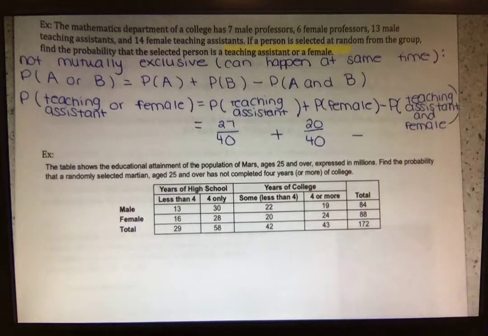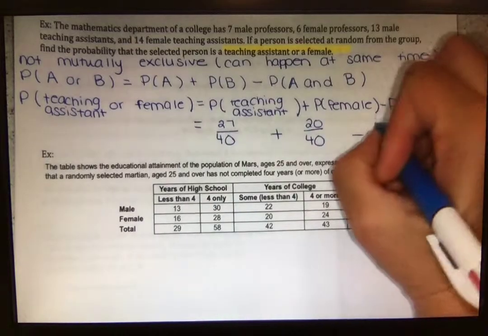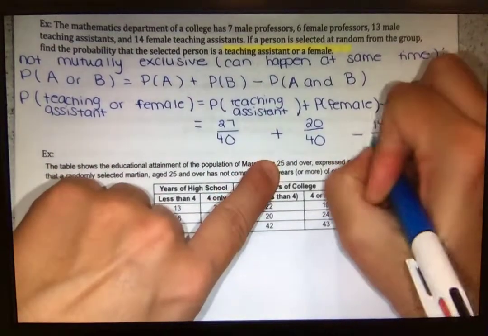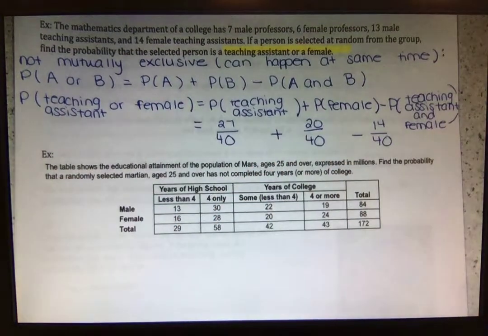Minus, because we already counted them in the first two fractions, how many are teaching assistants and females? 14. 14 are female teaching assistants. So we already counted those 14 over here, so I need to subtract so that way I only count them once.